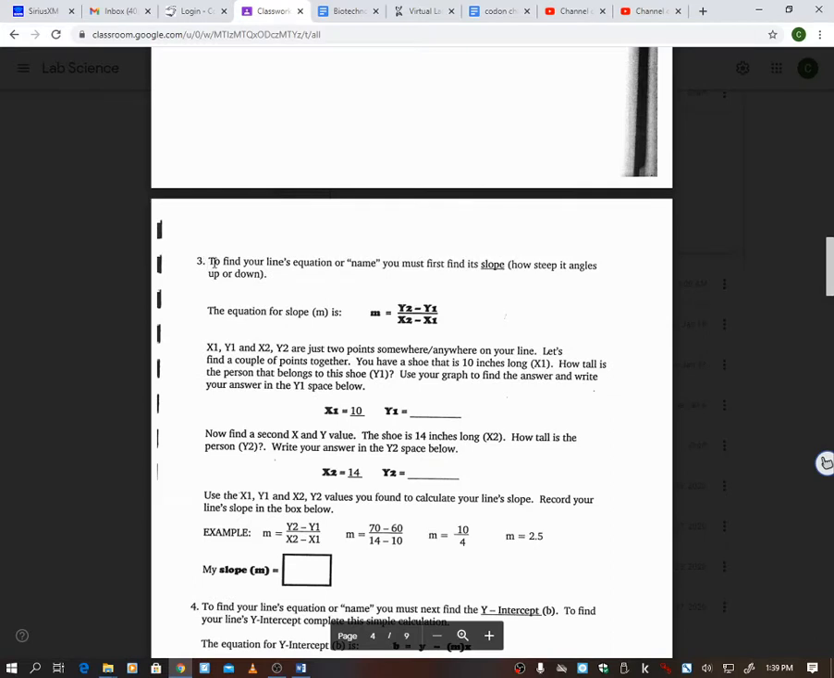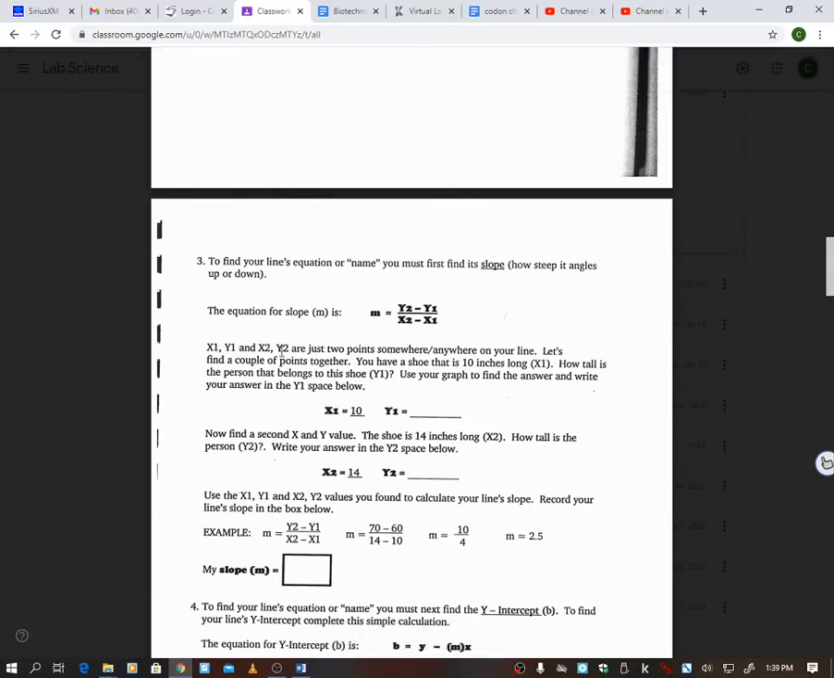So 3, to find your line's equation or name, you must first find its slope. So how steep it angles up or down. So the equation for slope is this. So now it's going to walk you through to find these 4 numbers. It's going to help you find your y2, y1, x2, and x1. So let's look at this.